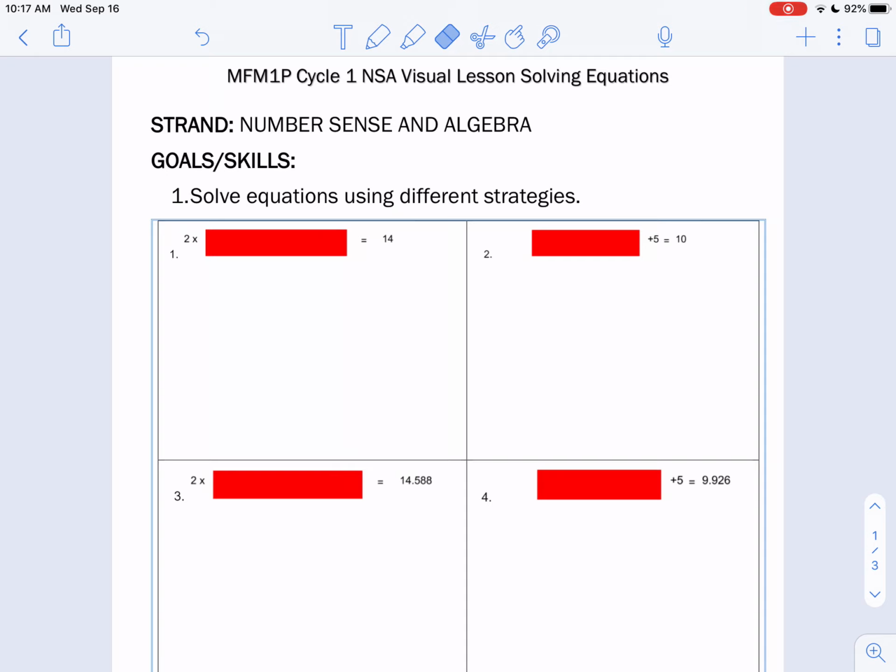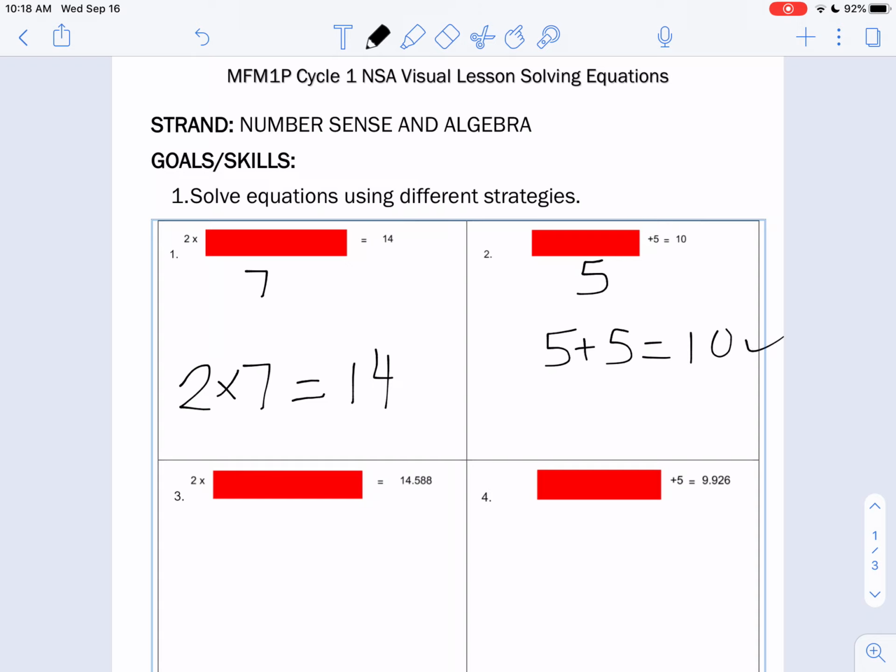So here, from 1 and 2, you might be able to remember back to a strategy called guess and check, where you just by inspection can see that in the first question, the bar would have to be 7 units long in order to have 2 times 7, so 2 of these bars at a length of 7 gives us 14 total. So that's what I mean by guess and check or inspection. In number 2, 5 plus 5 equals 10. So again, by inspection, you're able to see what the length of the bar is.